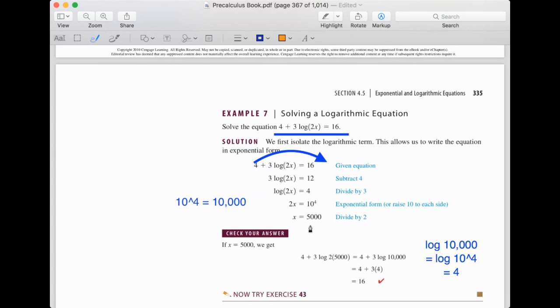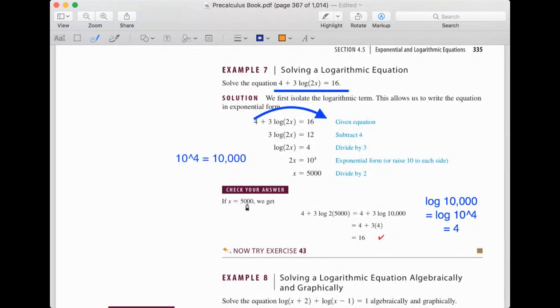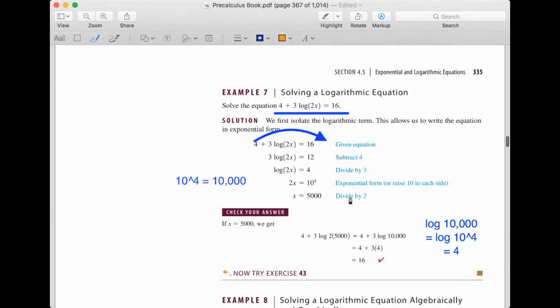Now let's check. Let's put x equals 5,000 back into the equation. We have 4 plus 3 log of 2 times 5,000. 2 times 5,000 is 10,000. 10,000 we can write as 10 raised to 4. Log means base 10. So we have 4 plus 3 times log base 10 of 10 to the 4, which equals 4 times log base 10 of 10. Log base 10 of 10 equals 1. You get 4. Right? Any questions for this?